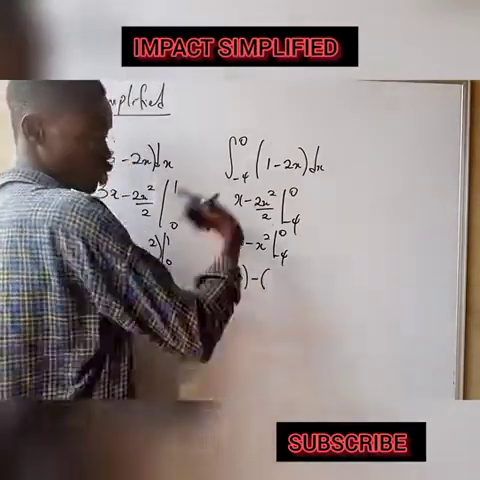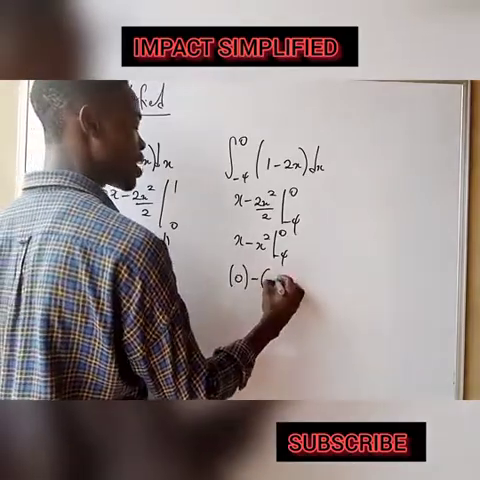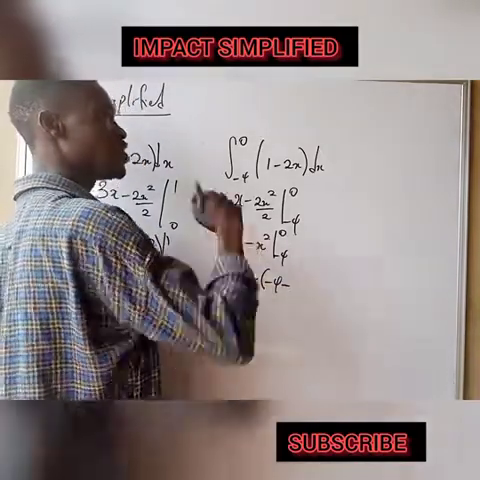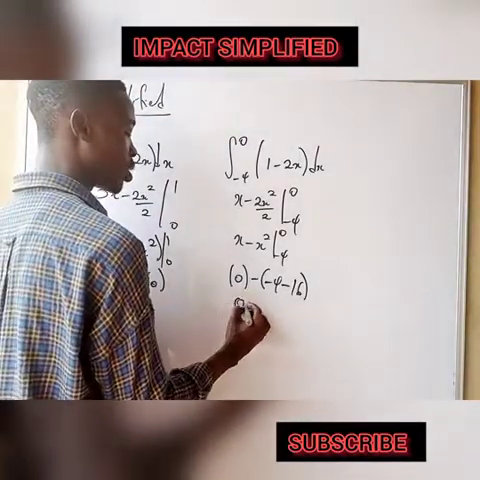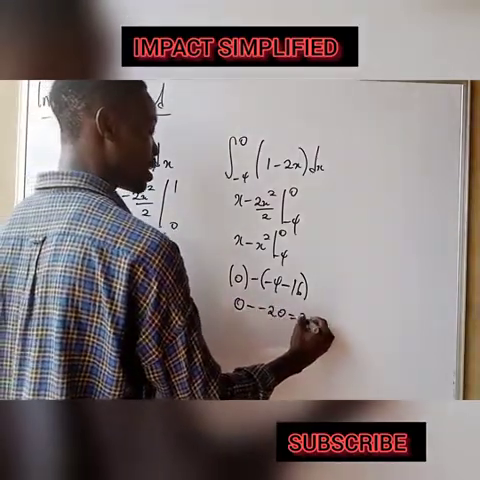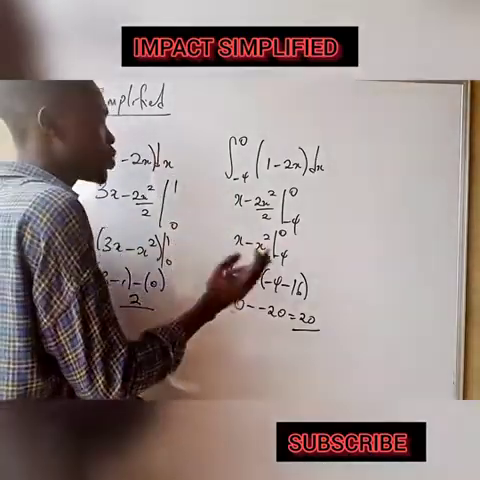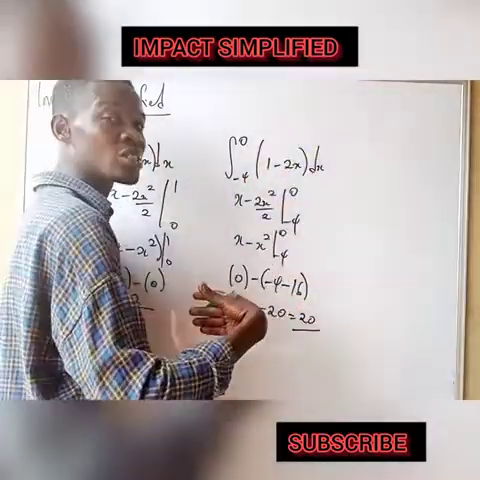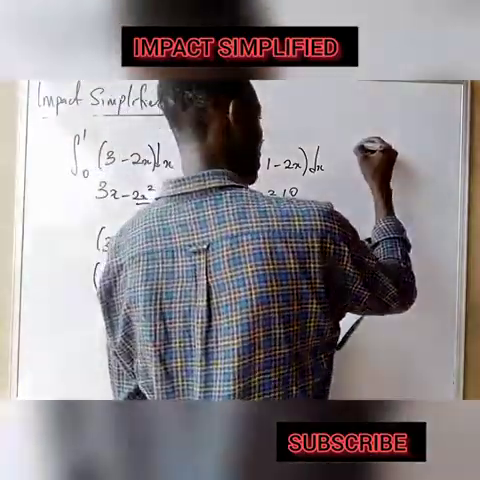Minus the lower, put your x as the lower. That means your lower limit is minus 4. Your x here is minus 4, minus, what is minus 4 squared? Minus 4 squared will give us 16. And that will give us 0 minus minus 20, and that will give us 20. It's simple. We are not doing anything. The only thing we are doing is, after integrating, you put your x as the upper minus when you put your x as the lower.